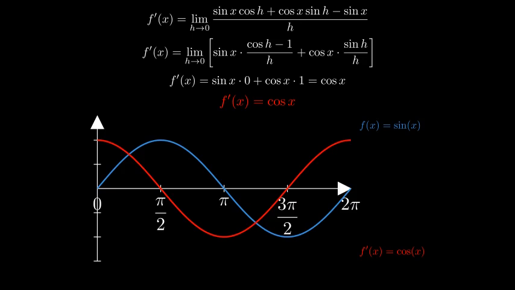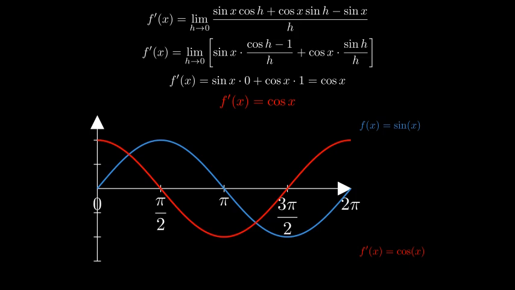Now that we've seen how to calculate derivatives, let's interpret what they tell us. If the derivative is positive at a point, the function is increasing there. If the derivative is negative, the function is decreasing. And if the derivative equals 0, the function has a horizontal tangent, which could indicate a maximum, minimum, or inflection point.